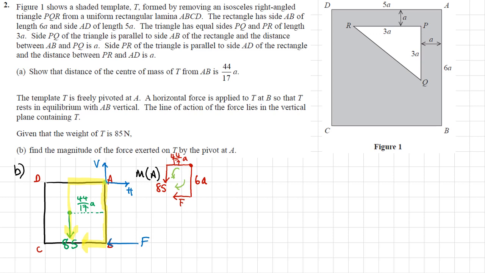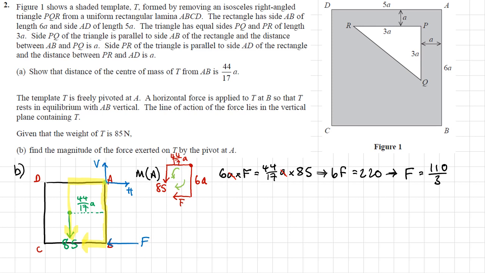So my moments equation is going to be 6A times by F is equal to 44/17A times by 85. Now the A's will cancel out. So that equation will now become 6F is equal to 44/17 times by 85, which is 220. So from there I can work out what F is, divide both sides by 6, and I will get F, and I'll write its exact value, is 110/3.